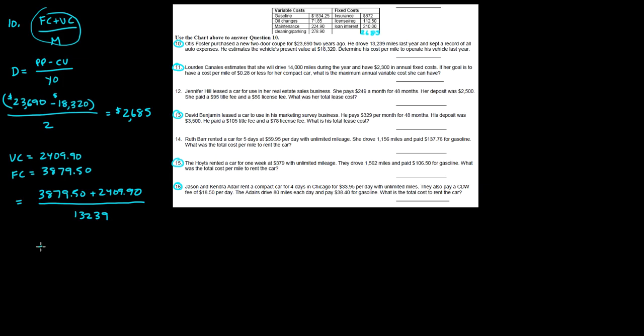and I got 6289.40. I divide that by the miles, 13,239, and I get 0.475, which rounds to 48 cents per mile.